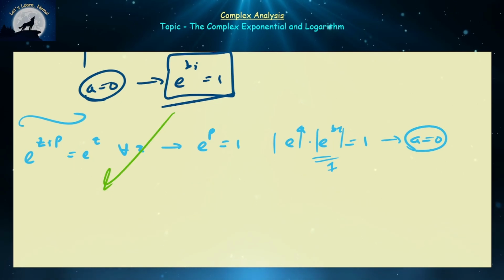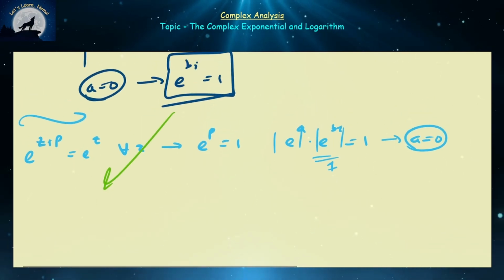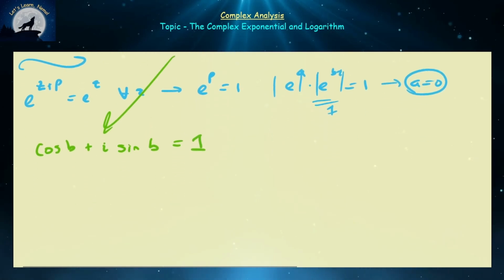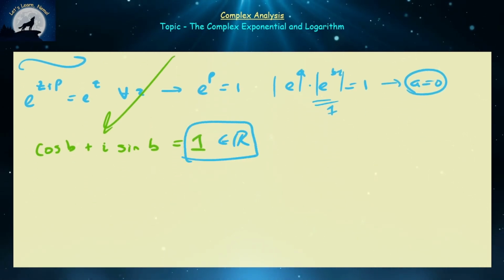So from this equality, what do we get? e to the bi, by Euler's identity, is going to be the same as the cosine of b plus i times the sine of b, and this must be equal to 1 as well. And keep in mind, this is a real number. This is a real number.